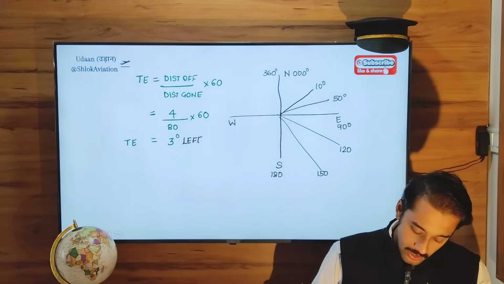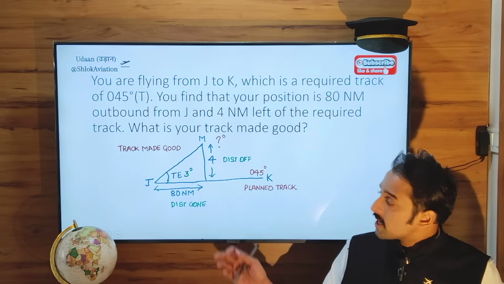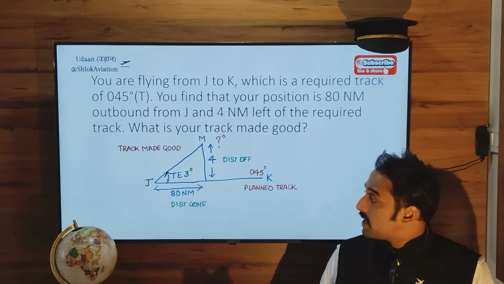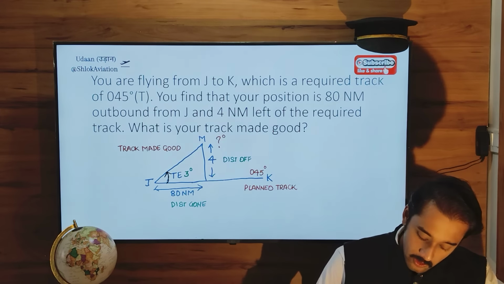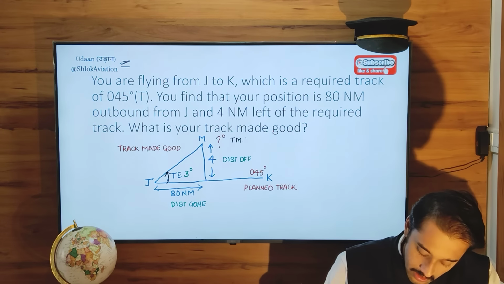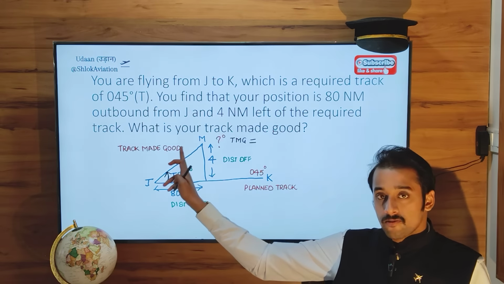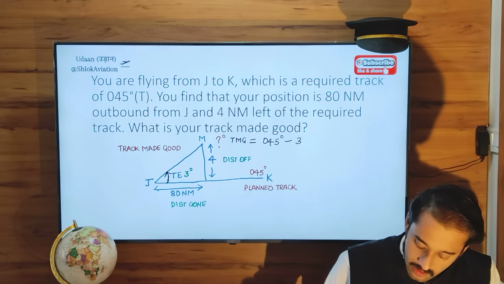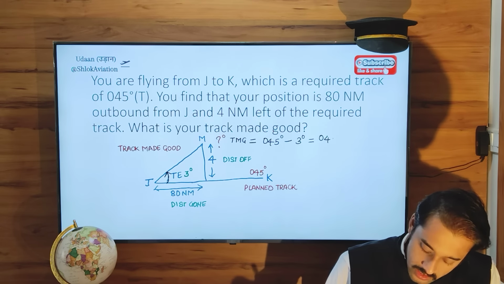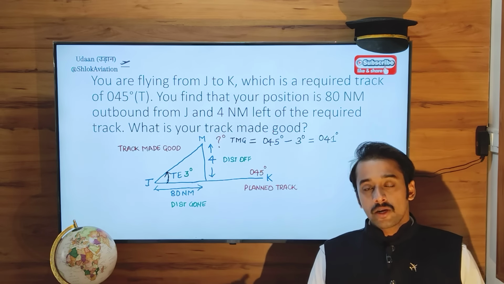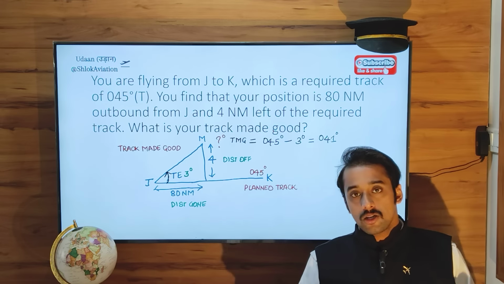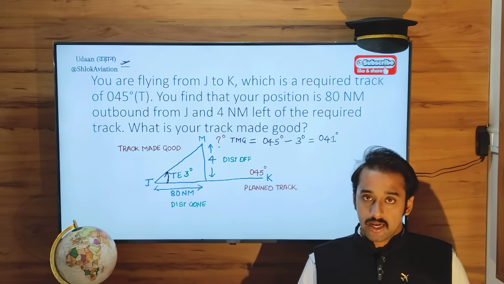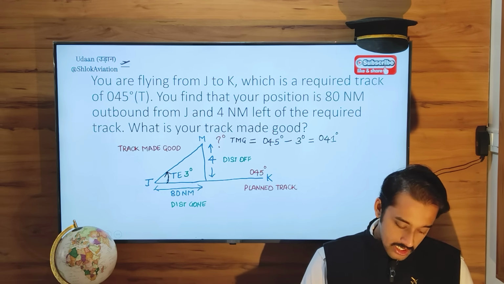So same here. Over here, the planned track is 045. Track error is 3 degrees to the left hand side, right? So track made good will be how much? Track made good is to the left of planned track. So it will be 045 minus 3 degrees, which is 042 degrees. So track made good direction is 042 degrees because track made good is to the left hand side of planned track or required track. So this is how you do it. Let's go to the next question.